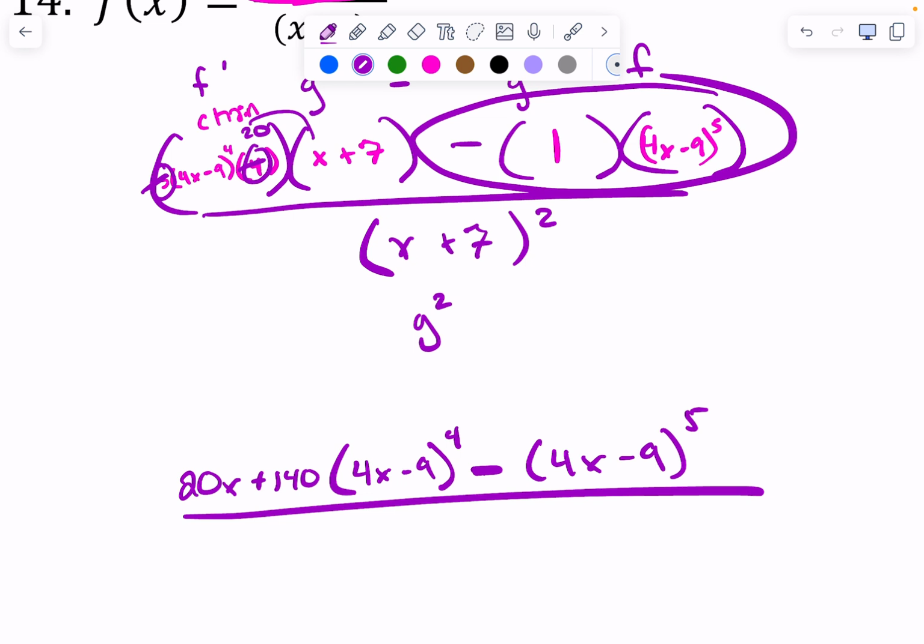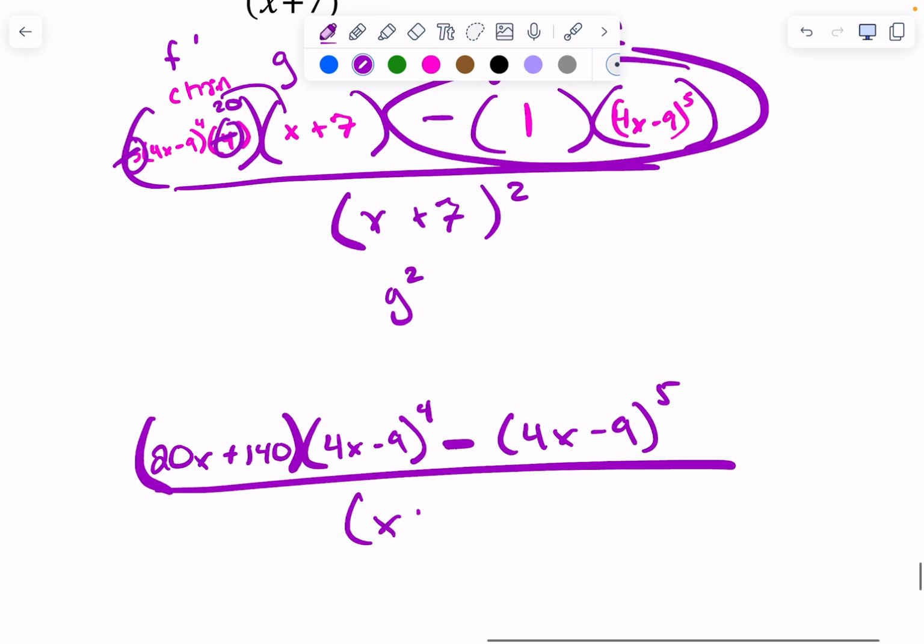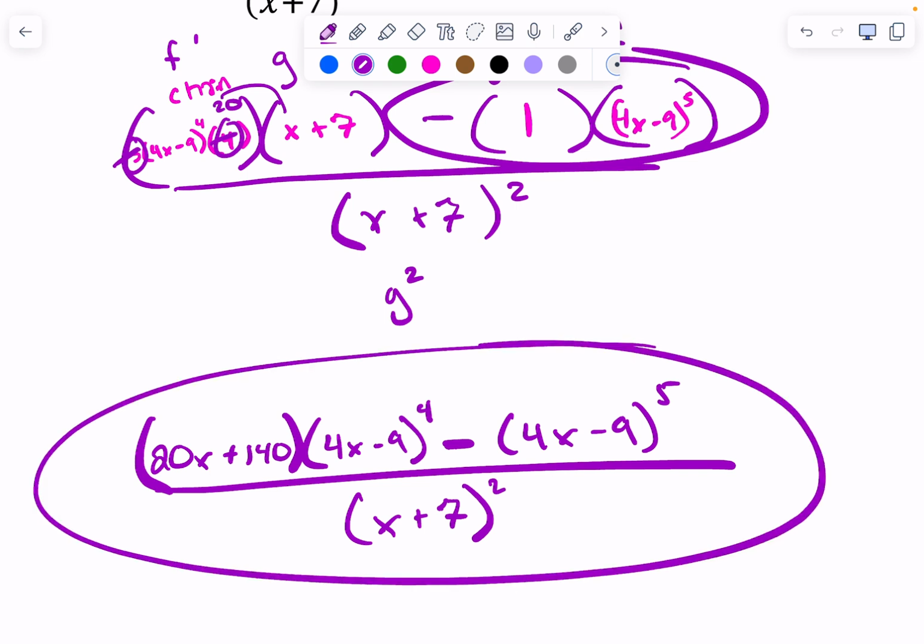You have to put parentheses up front. Right here it looks like 140 is the only thing attached to that term. So we need parentheses, because that whole thing is being multiplied by the stuff to the 4th power. Now the bottom is x plus 7 squared. That's a lot of distributing. I don't want to do that, so we're going to leave it like that.